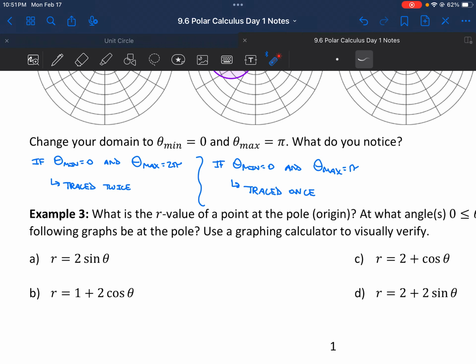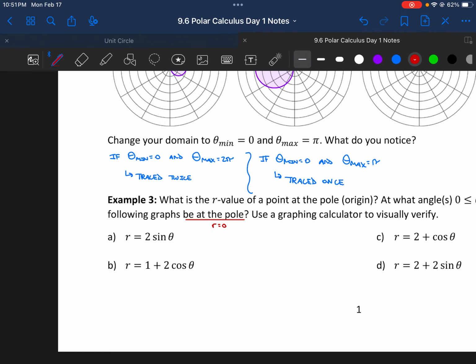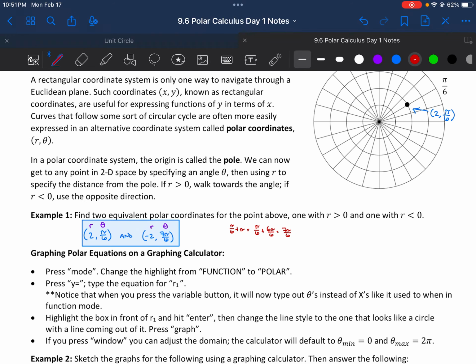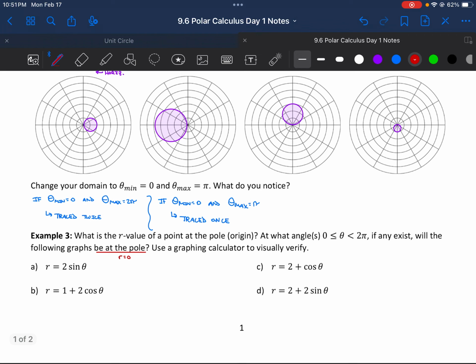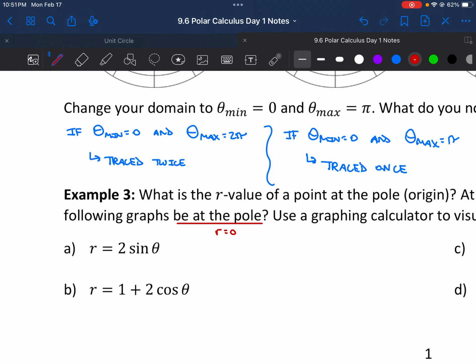So what does it mean for a graph to be at the pole? This means R equals 0. R is like that distance from the pole. R specifies the distance from the pole. I should probably actually highlight that. To be at the pole, your distance from the pole should be 0. Hopefully that makes sense.